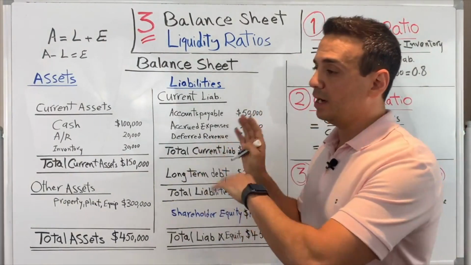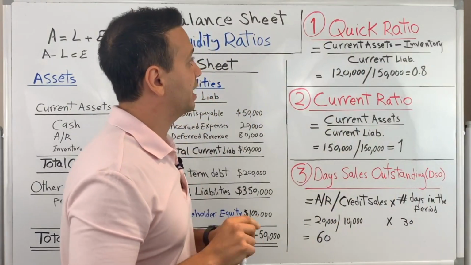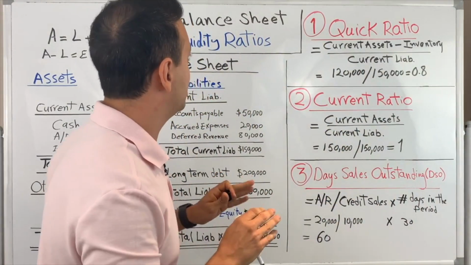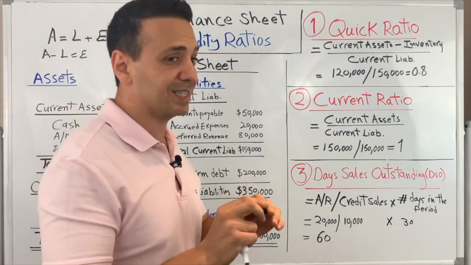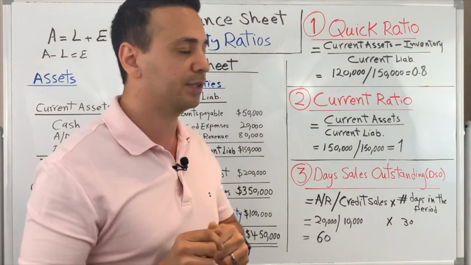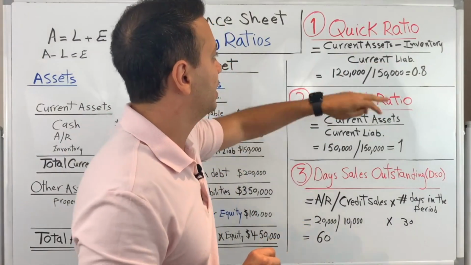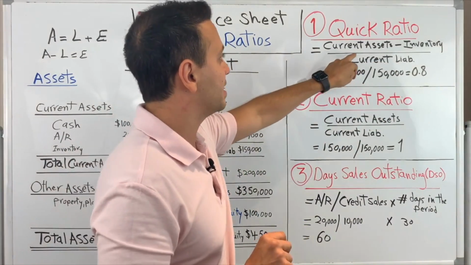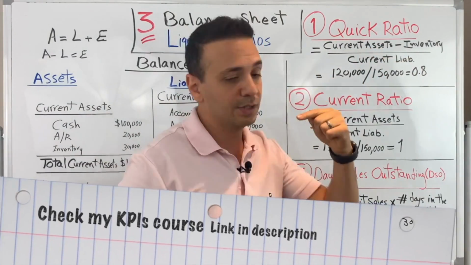Now, keeping all that in mind and the balance sheet structure, we can jump into the three financial ratios that we are going to use to measure the company's liquidity, or its ability to use its liquid assets to meet its current obligations. And the first one is the quick ratio. The formula for the quick ratio is current assets minus inventory divided by current liabilities. So let's take a look at that.